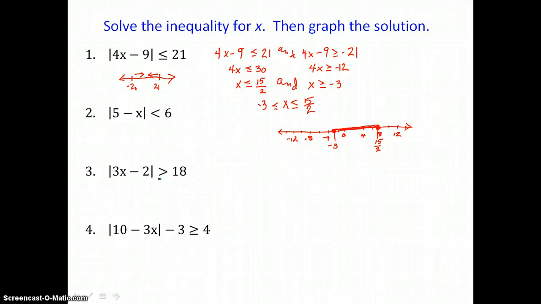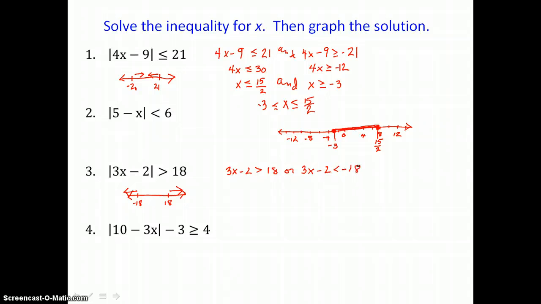Let's try a greater than. Let's try number 3. The absolute value of 3x minus 2 is greater than 18. If we're looking for values inside absolute value here that are greater than 18, now we're looking for values to the right of 18 or values to the left of negative 18. So we're looking for the ends of the graph to satisfy this inequality, and instead of writing an AND statement, we write an OR statement. 3x minus 2 is greater than 18, or 3x minus 2 is less than negative 18.